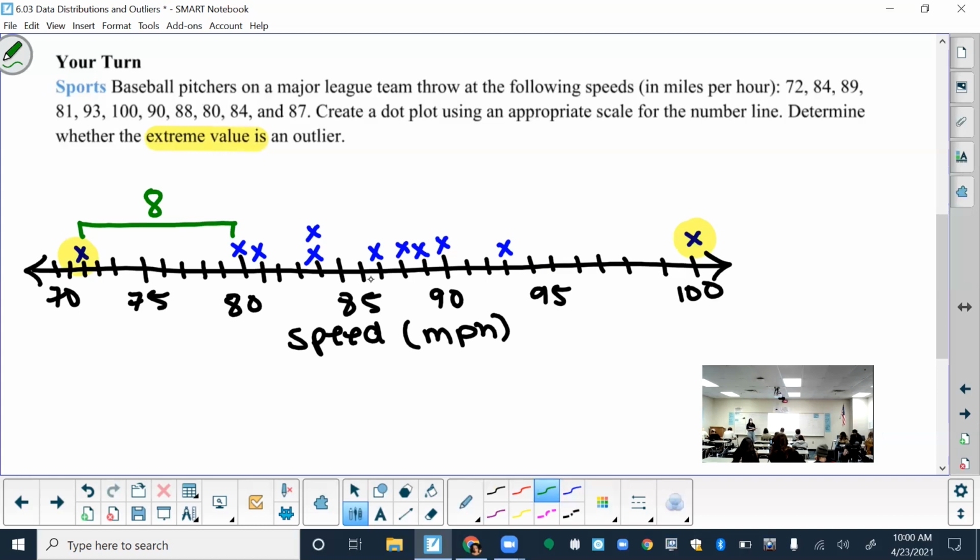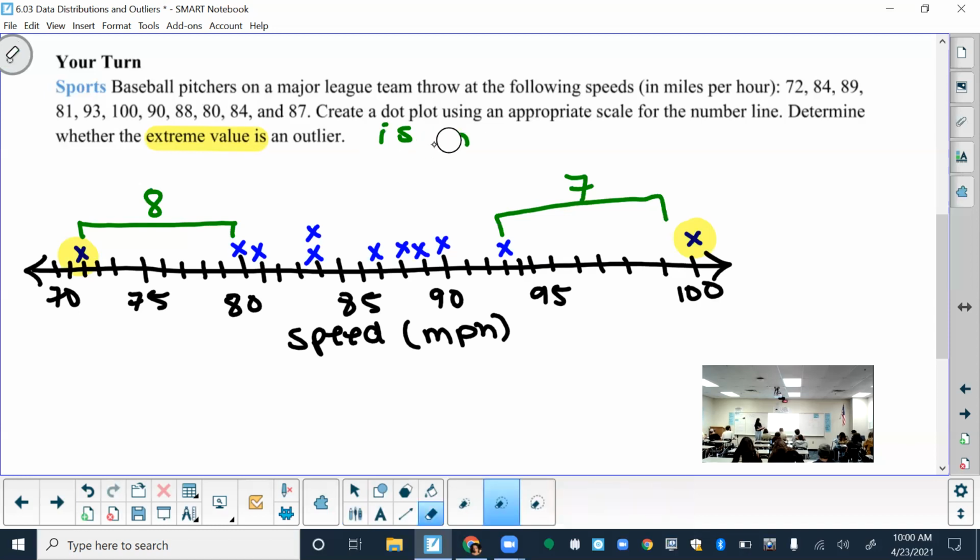72 is 8 away from 80. And then what's the distance from 93 to 100? 7. So which one is more extreme, 72 or 100? So we're going to determine if 72 is an outlier. Does that make sense? All right, so is 72 an outlier?